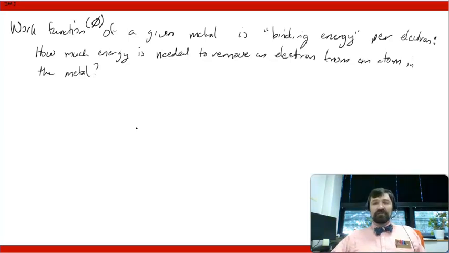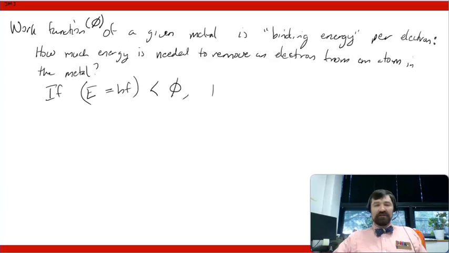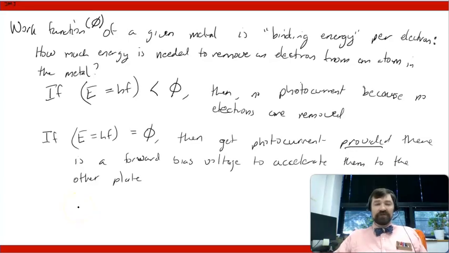Okay, so this work function is basically telling us how much energy is needed to remove an electron from an atom in the metal. We usually use a phi for the work function. So if E, which is equal to hf, is less than phi, then no electrons. Similarly, if the energy of the photon, hf, is equal to the work function, then you can get a photocurrent, provided, of course, that you have some sort of a forward bias voltage that will give you a field to accelerate the electrons across the gap between your cathode and anode, your two plates.